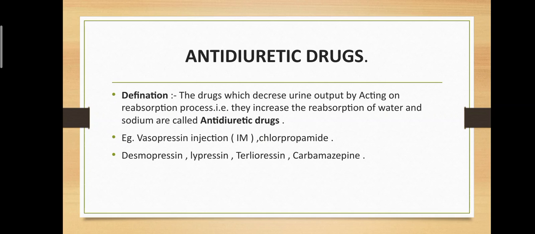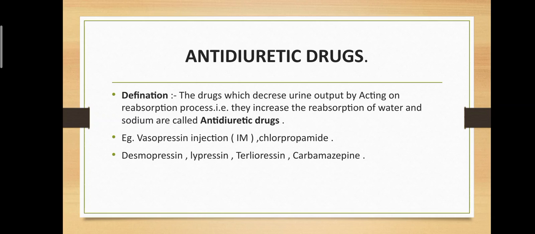Antidiuretic drugs. This is the main topic in this chapter. Definition: the drugs which decrease urine output by acting on the reabsorption process. That is, they increase the reabsorption of water and sodium. They are also called vasopressin. Examples of antidiuretic drugs: vasopressin injection intramuscular, chlorpropamide, desmopressin, lypressin, terlipressin, and carbamazepine. These are some examples of antidiuretic drugs.